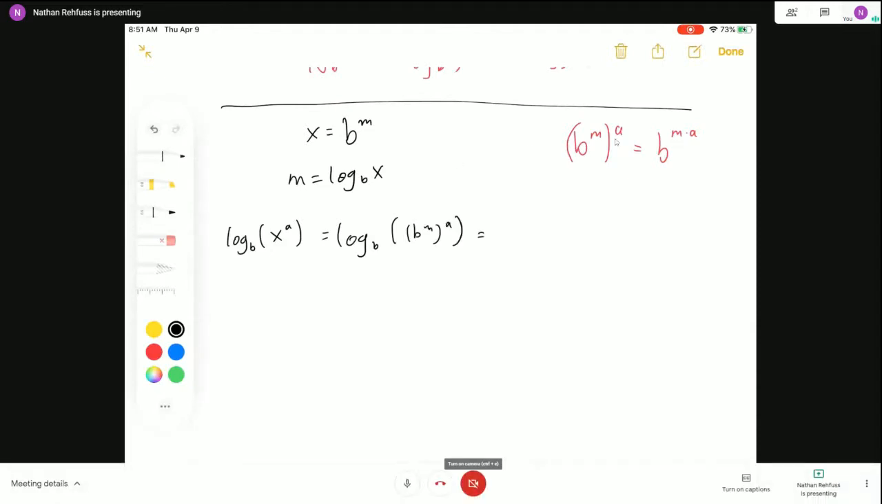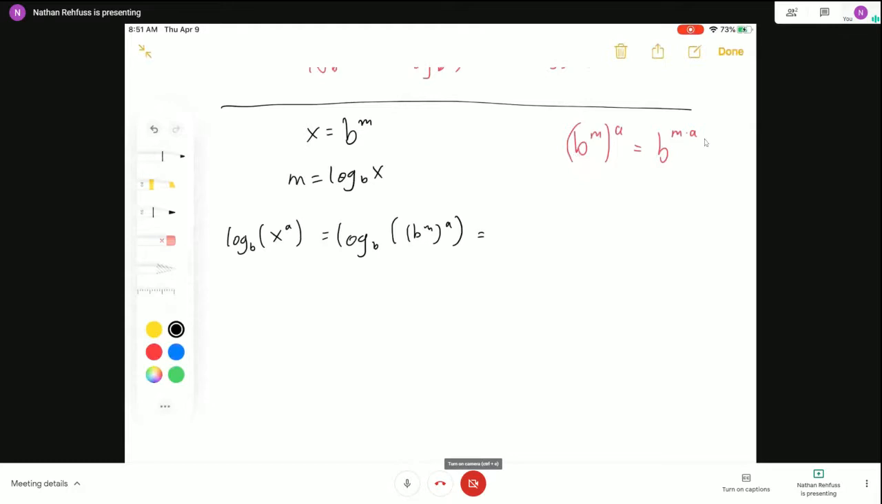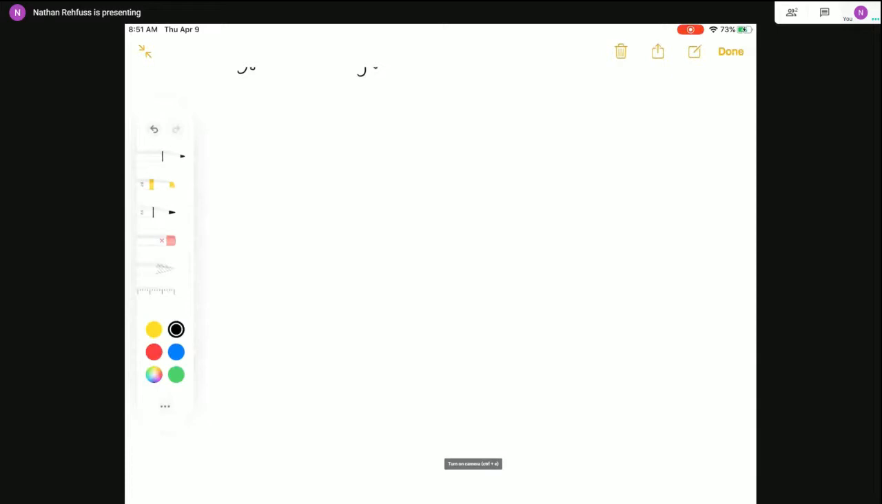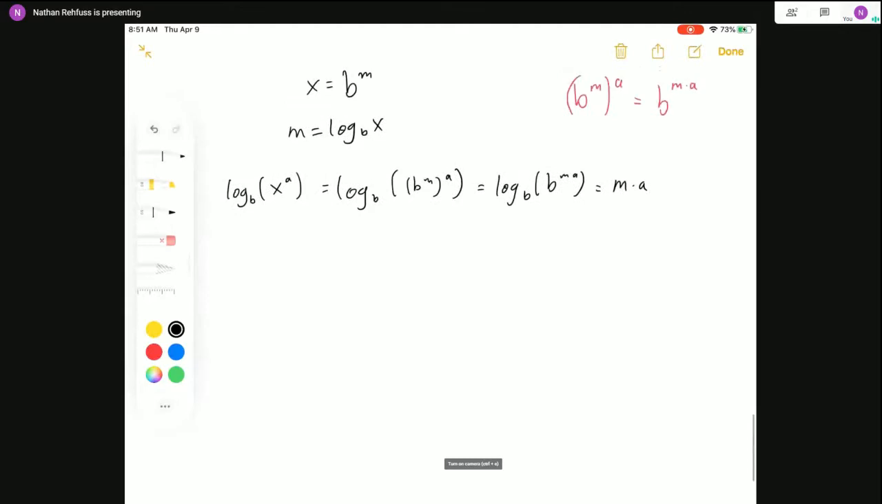Next, I'm going to actually use my exponent property. These are nested exponents. If I have a copies of m copies of b, that's the same as having a times m copies of b. So I'll use that property. This is log base b of b to the m a. And then I'm going to use the fact that these are inverse functions. So the b to the x and the log base b of x cancel out, and I've just got m times a. But I know what m is. m was log base b of x. So my final answer is this is a times log base b of x, because that's what m is.